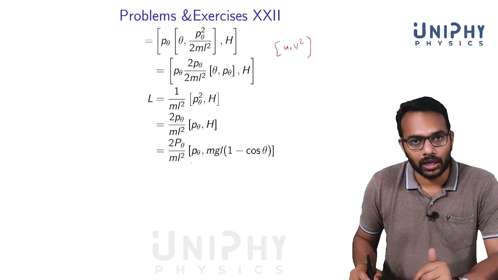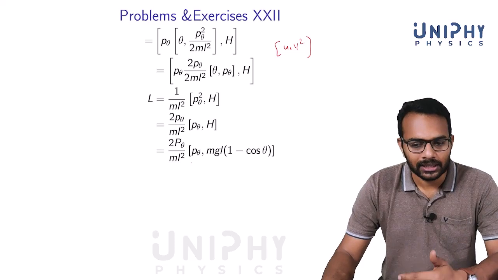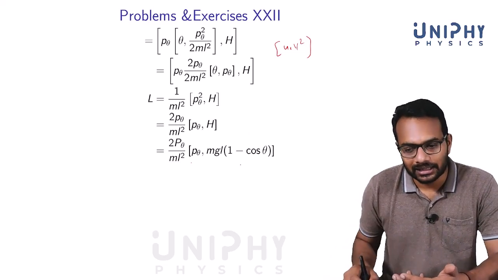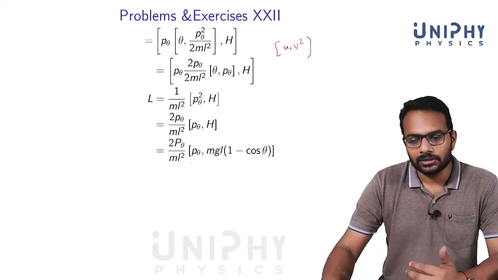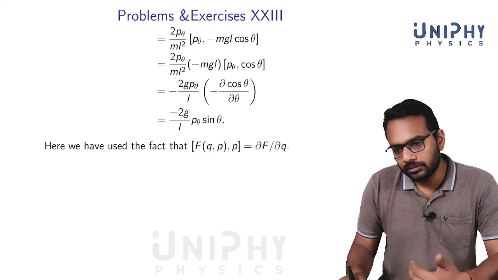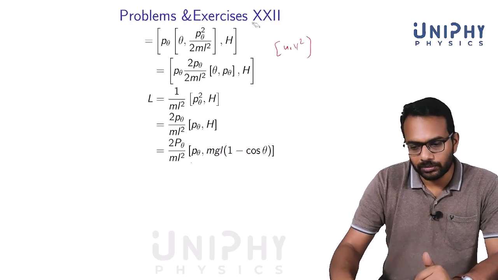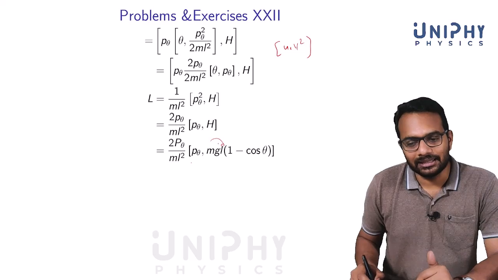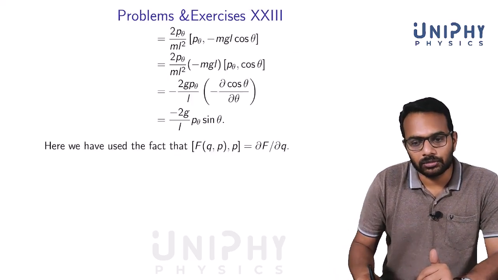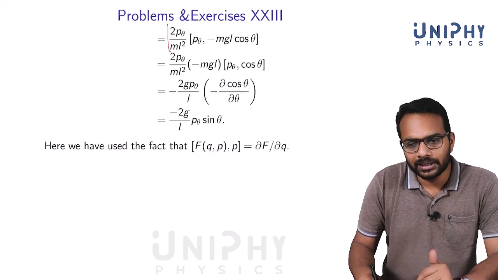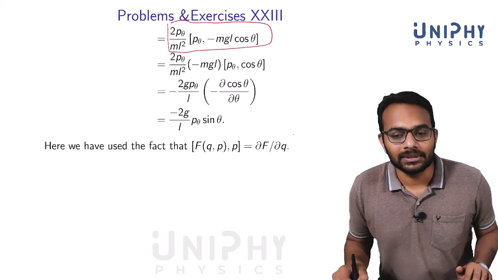But what do we do now? We can make a little simplification because it's mgl minus mgl cos theta. So we can remove the zero contribution because the bracket of p_theta with mgl is 0. The non-zero contribution is this: 2 p_theta divided by ml squared times the bracket of p_theta with minus mgl cos theta.